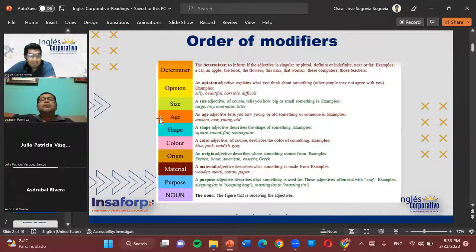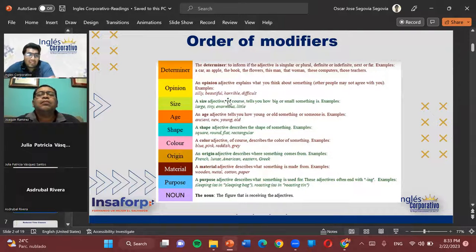So if I was to describe a house, I would say the big square blue house. Okay, so that's for a house. If I was to describe a garden, it will be what? The beautiful round wooden garden. Okay, the beautiful round wooden garden. And if I was to describe a shirt, I will say the tiny red American shirt. Okay, the tiny red American shirt.